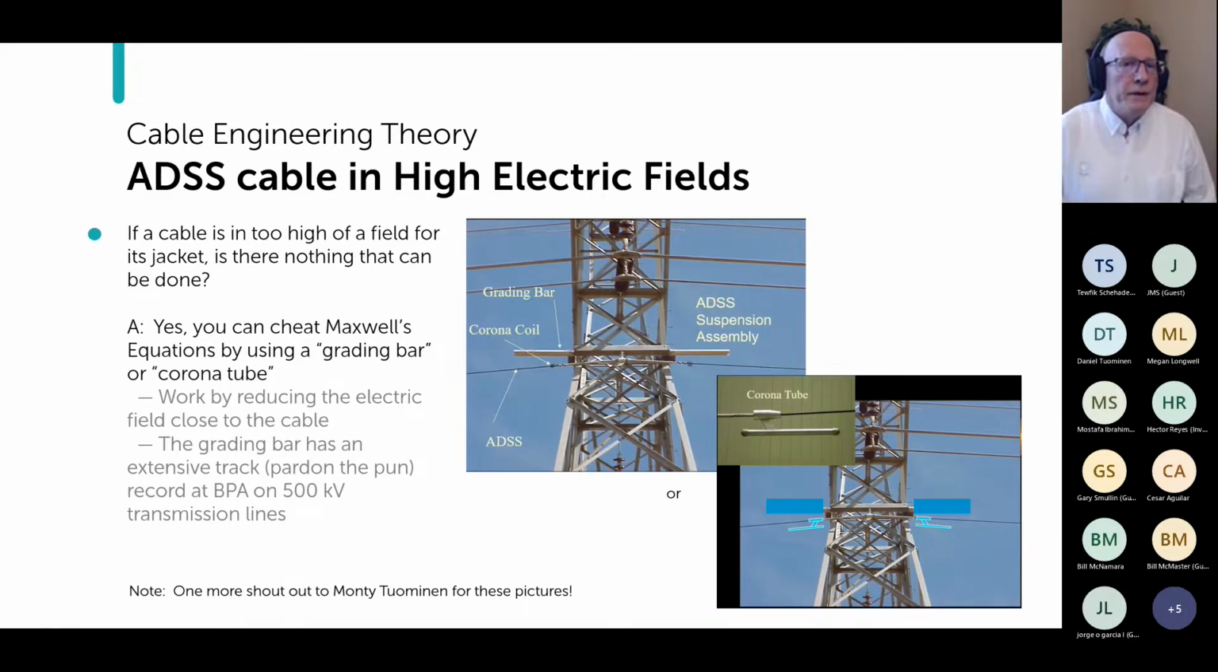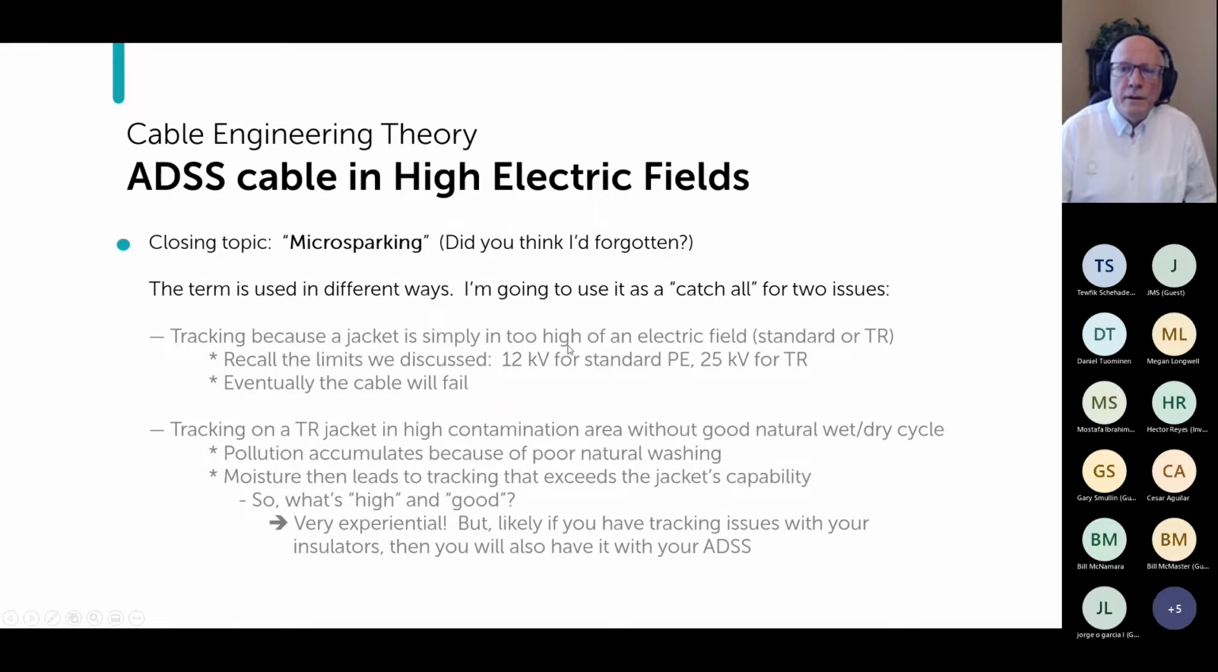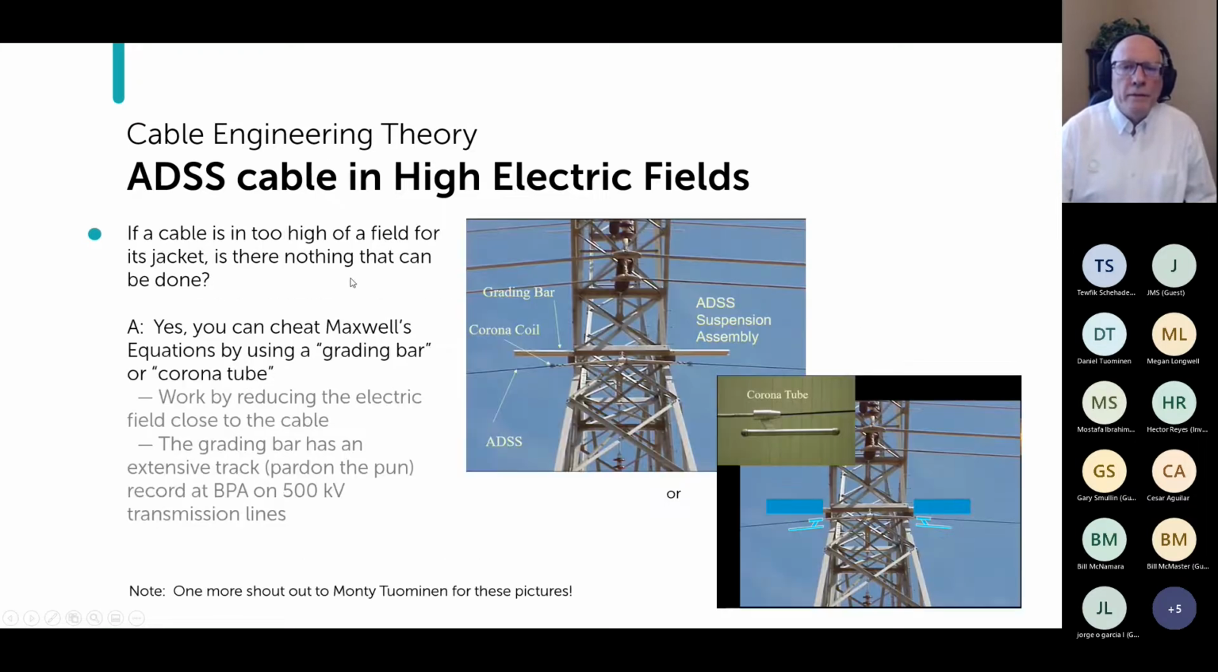Now, I also said that there's kind of an exception to this concept of exceeding the electric field capability of your jacket. And it turns out that there's a way that you can kind of cheat Maxwell's equations. You can cheat the field by driving the field to zero in the vicinity of the cable. And you can do that in one of two ways. One is to use a grading bar.